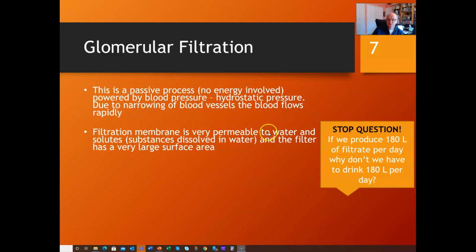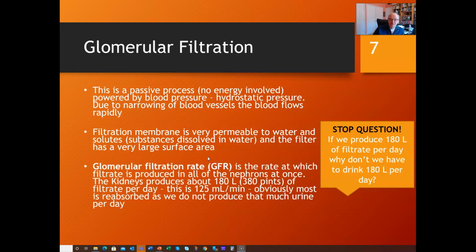So it goes across the filtration membrane. You've got to get the filtrate from being in the blood to being out of the blood, and it has to cross a membrane, called the filtration membrane. Key to everything is a very large surface area, just like everything else we've studied. Our glomerular filtration rate is how fast we produce filtrate, which is about 180 litres per day, or 380 pints, which is about 125 millilitres per minute.